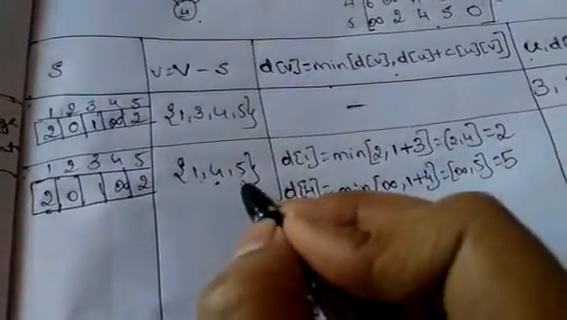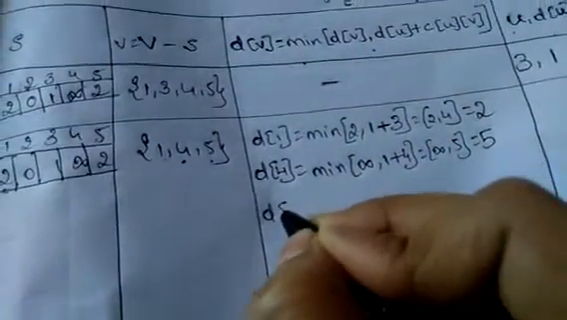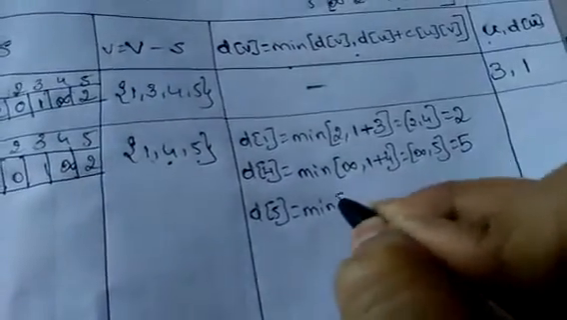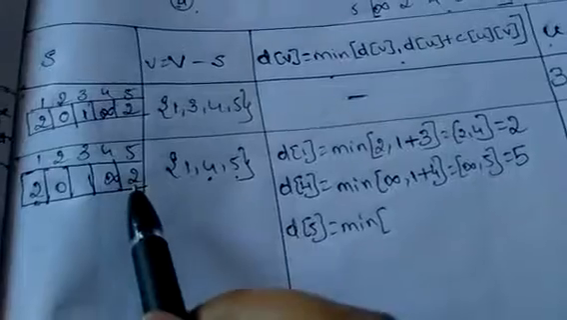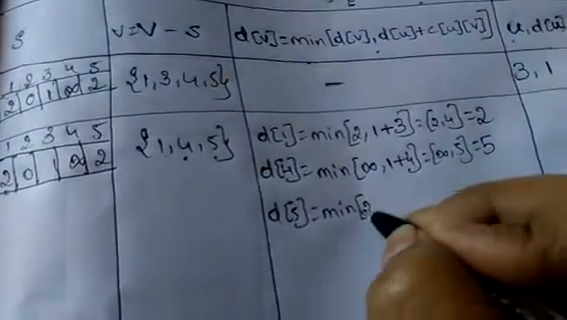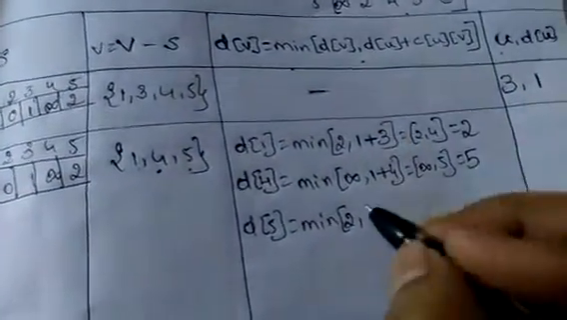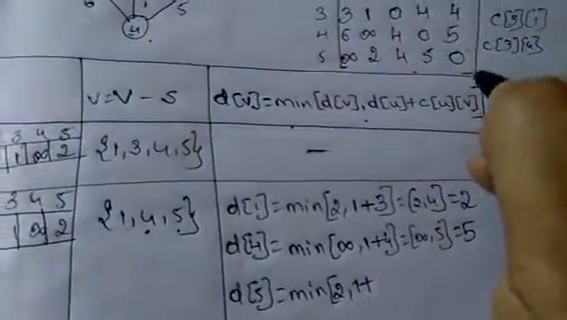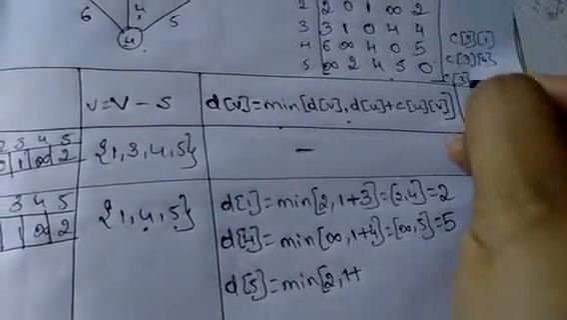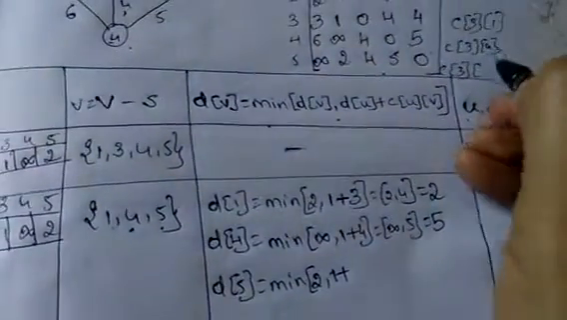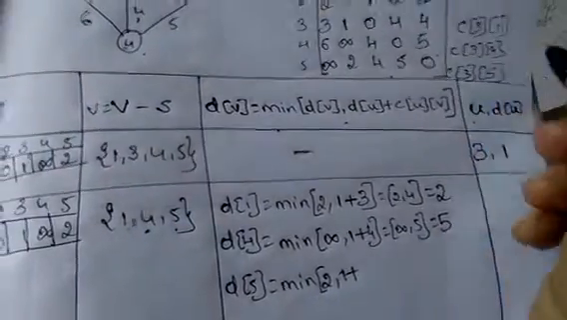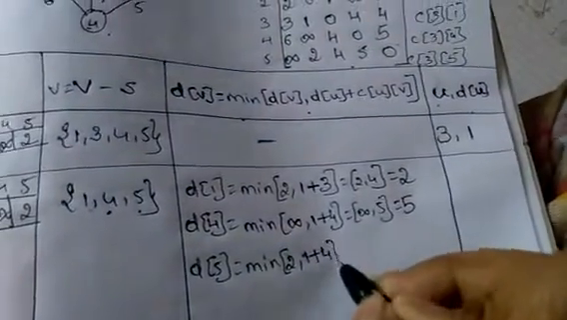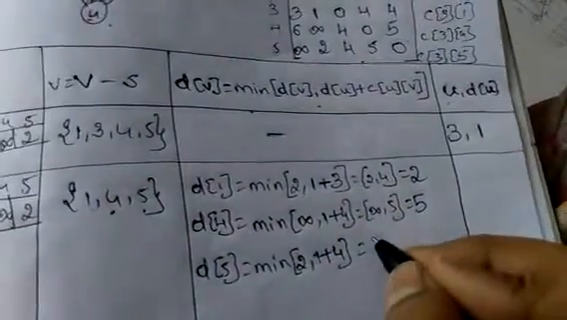Next, the v value is 5. I will take d of 5. D of 5 is equal to min d of v. What is the weight of 5? It is 2. D of u, it is 1 itself. It is not changed. Plus C of uv. The u value will not change. C of 3, the v value is now 5. So C of 3, 5. 3 to 5, what is the weight? 4. So 2, 5.